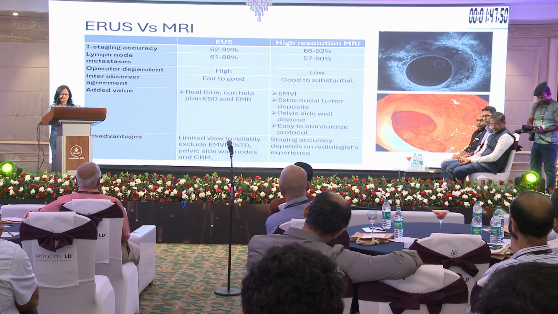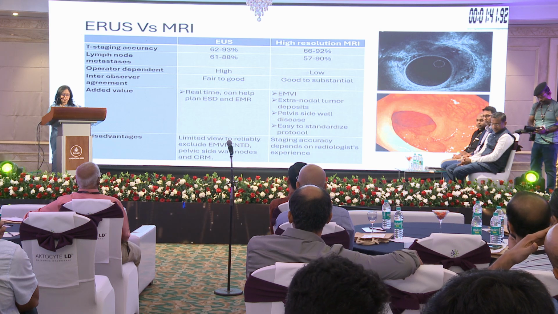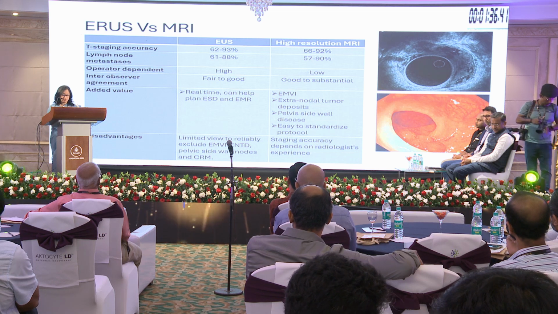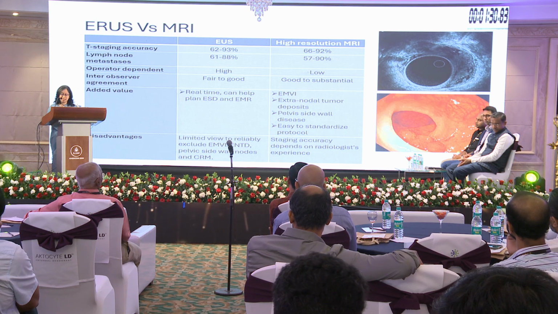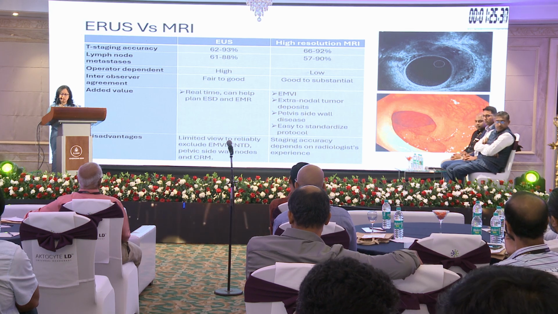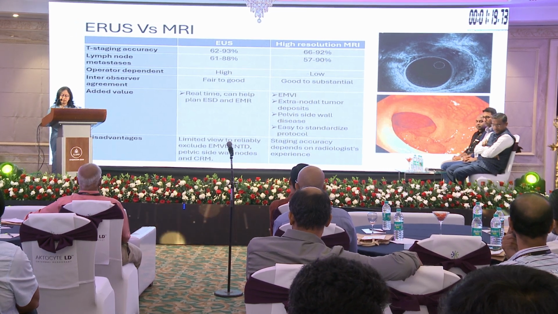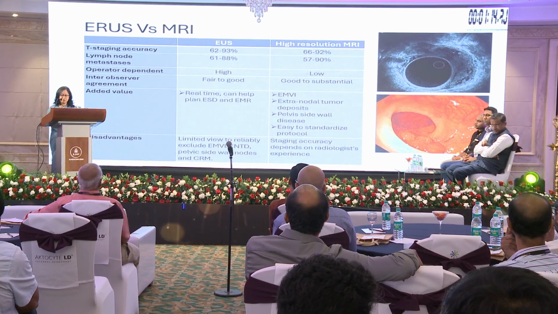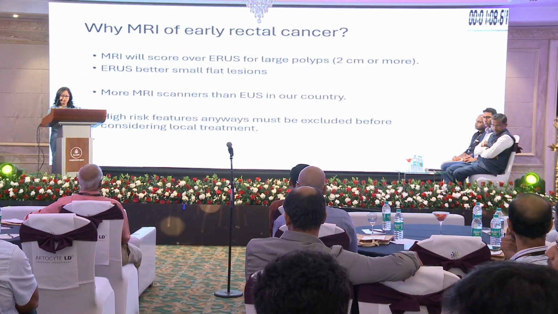When we look at this table, we can see that the T stage and N stage accuracy is comparable for both modalities, but endorectal ultrasound is more prone to operator dependency than MRI. The inter-observer agreement is again better for MRI, good to substantial, compared to fair to good for endorectal ultrasound. But the advantage is that endorectal ultrasound is real time, and it can be a very good aid in submucosal dissections and EMR procedures. But it should be supplemented and complemented with MRI in the given milieu that we are in.